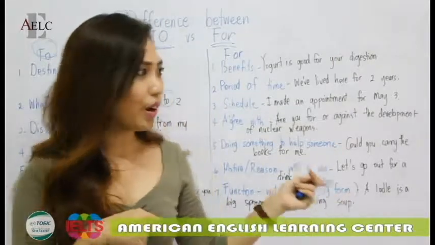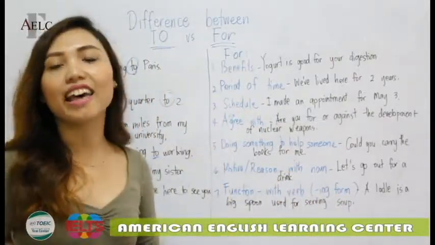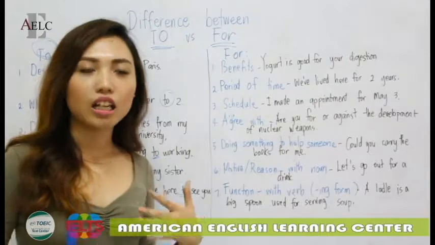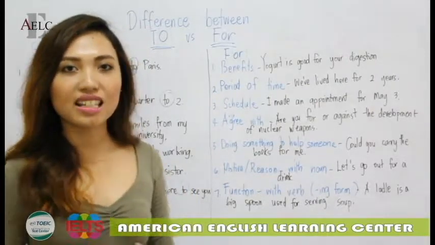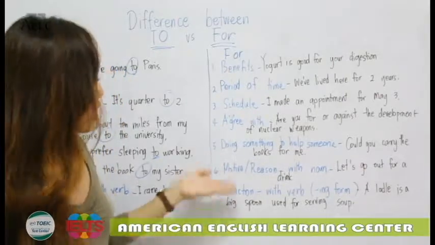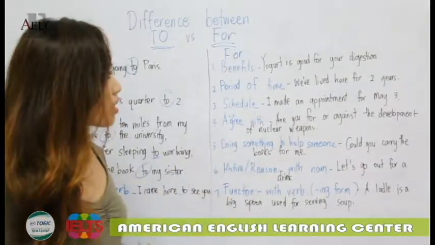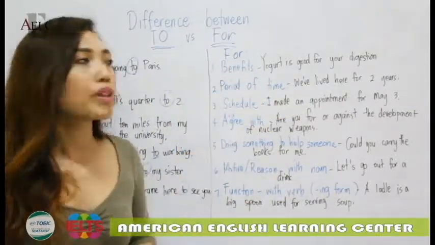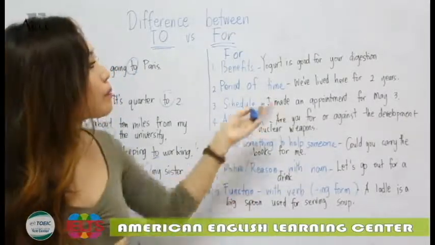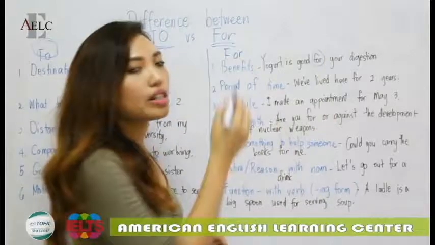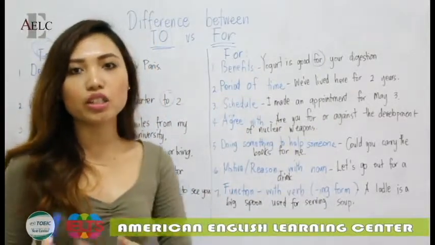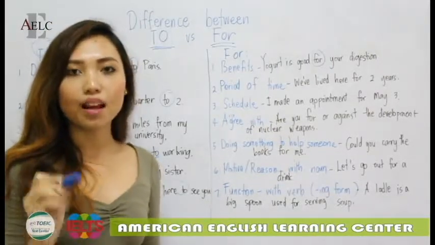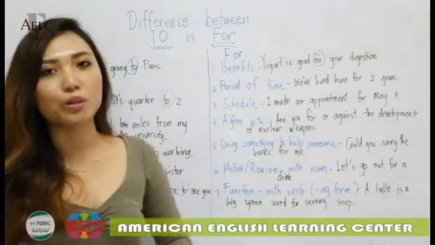Let's now move on to the conjunction for. As I've mentioned a while ago, it is also a common conjunction when it comes to constructing a sentence. We have seven usages of for. The first one is for benefits. Let's take a look at the example. Yogurt is good for your digestion. We need to eat yogurt because it's good for digestion. That is the benefit, the positive effect that we get from eating yogurt. So we use for.